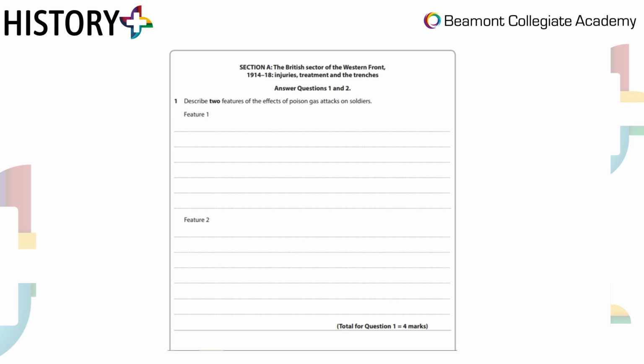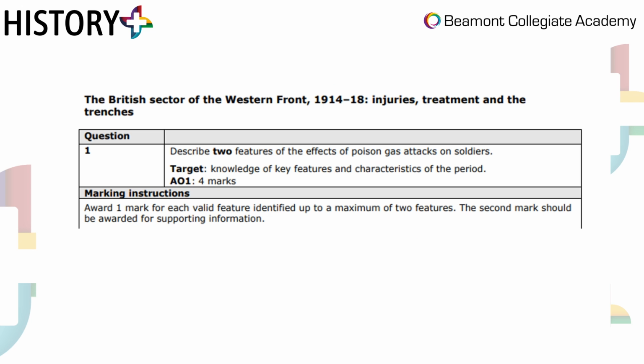So we need to find two features. If we look at the mark scheme, this can help us understand exactly what the examiners are looking for. The target here is your knowledge of this time period. You get 4 marks for this, 2 for each feature. This is all about assessment objective 1, just your knowledge and understanding. 1 mark is awarded for a valid feature, so in this case to do with the effects of poison gas, and an additional mark is given for supporting information of that feature.